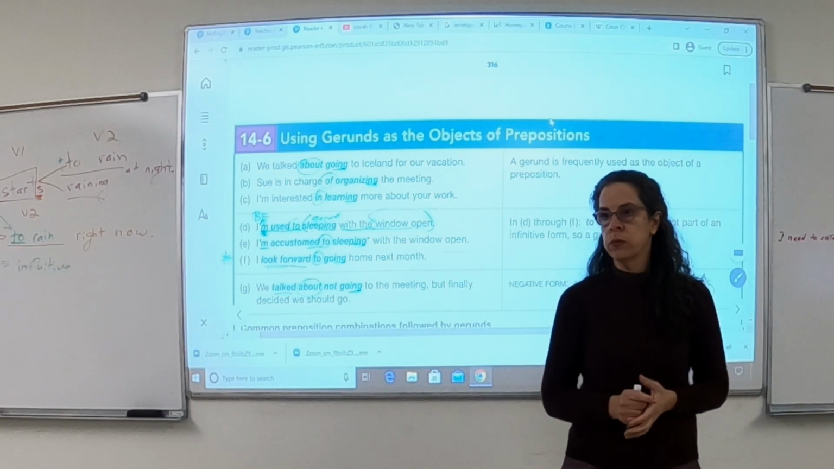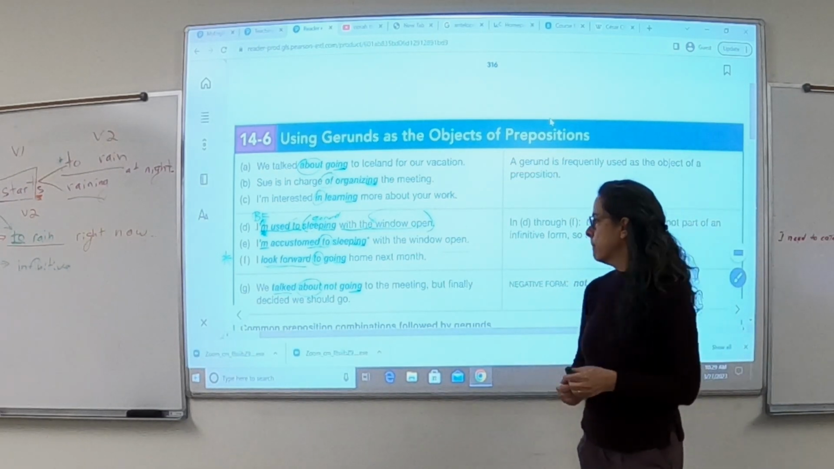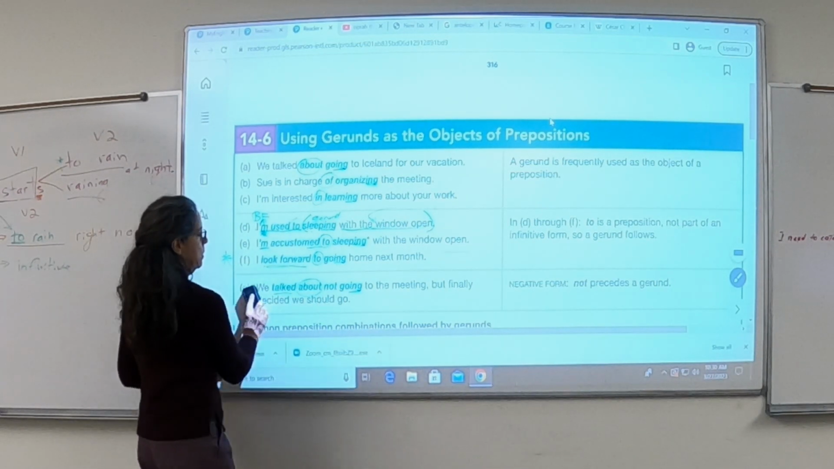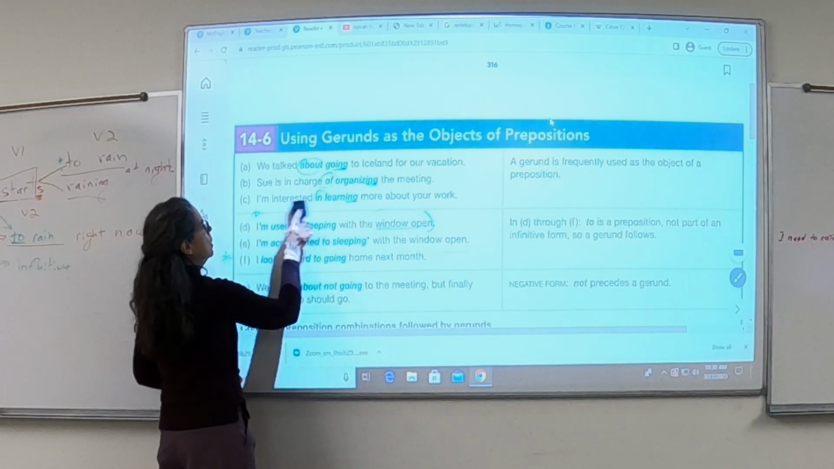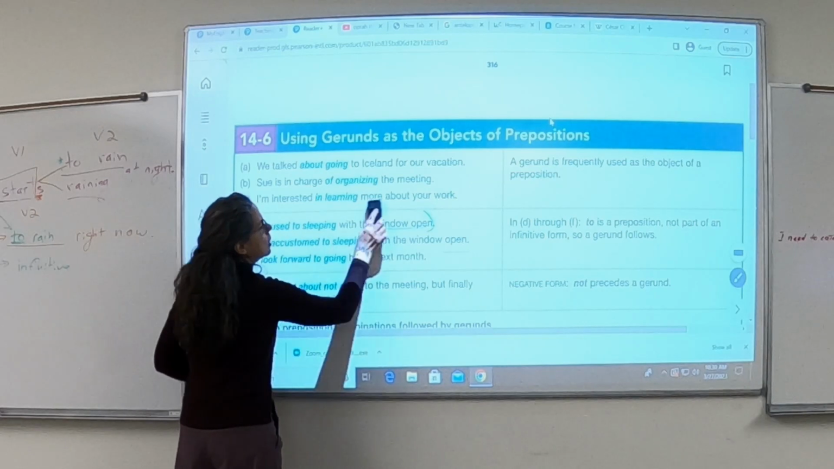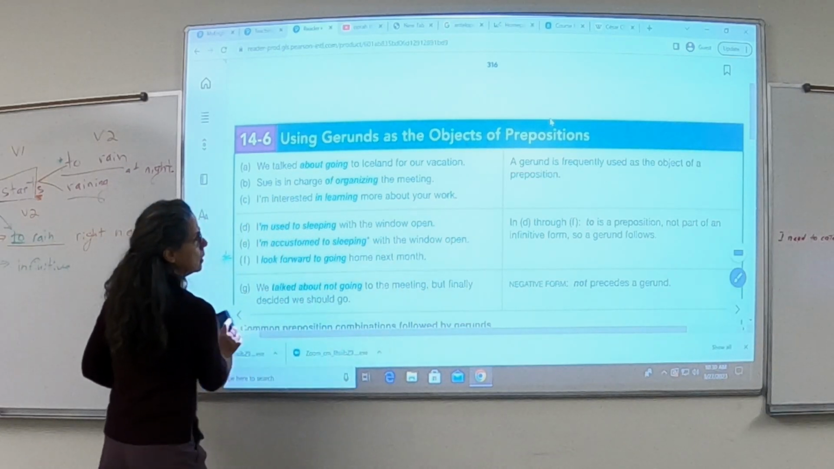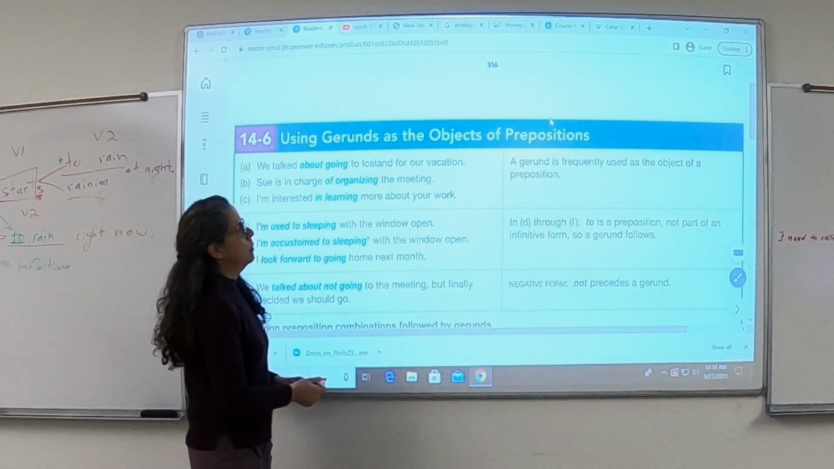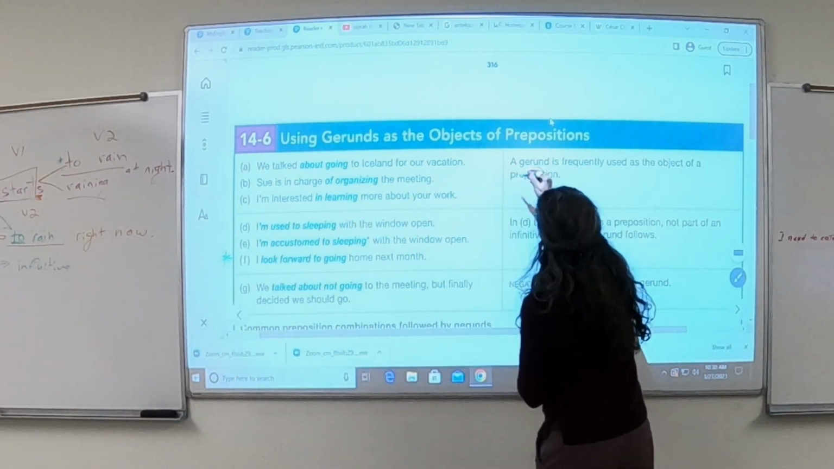Look forward to. In finance, there is a document called a forward. They put the money right now, according to stocks, and you use it in the future. Yeah, forward, for the future.